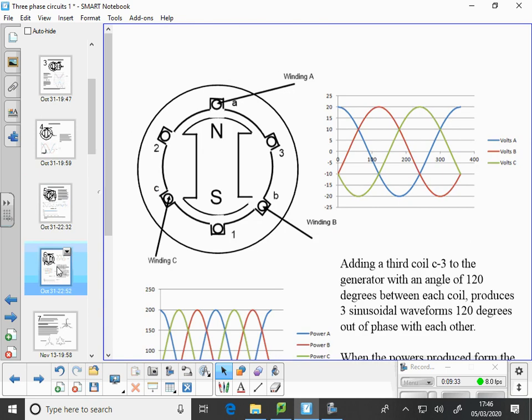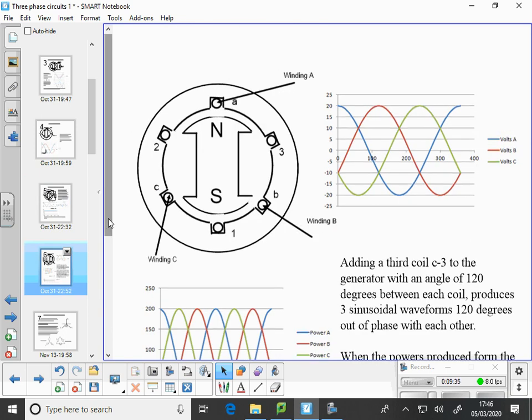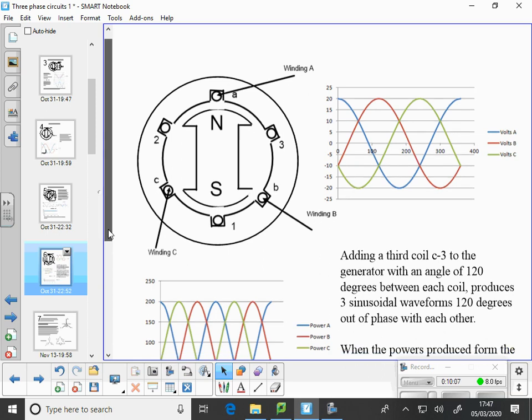So if we then go one step further and add a third winding, so if we look at winding A and winding B, they're 120 degrees out of phase with each other, and winding B and winding C, A and C that way, are 120 degrees out of phase with each other. So we've got three phases with 120 degrees between each of them, wrapped around the stator.